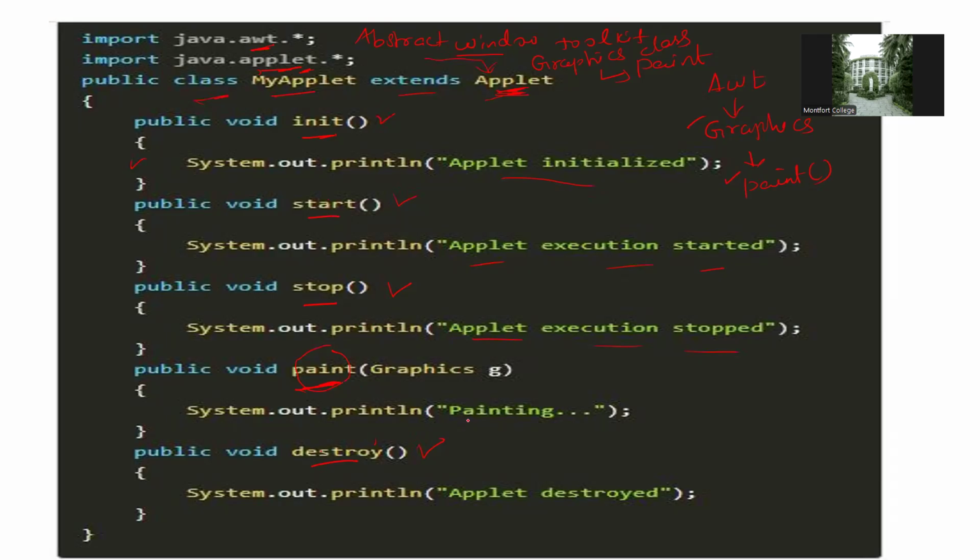And the paint method, it is painting. Okay. And here we have one argument. For the graphics class, we are creating one object. This object is going to draw the components, for example square, rectangle, circle, line, arc, like this. Next, we have destroy. The destroy method is nothing. After destroyed, it will be displayed.